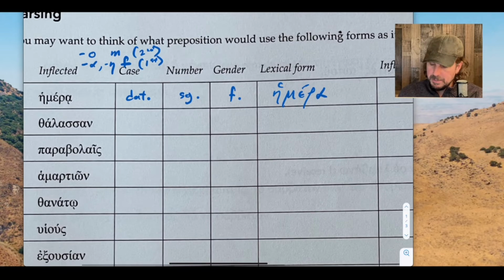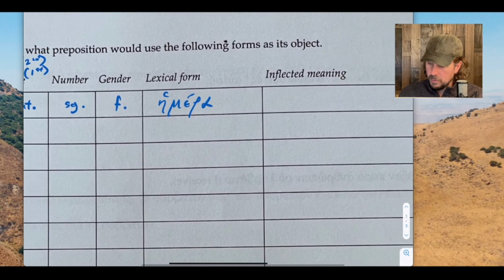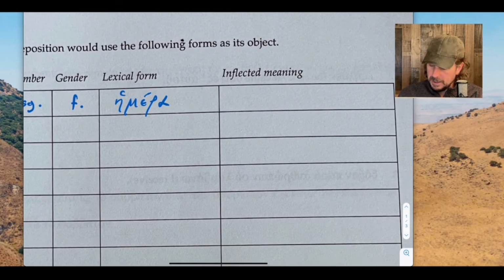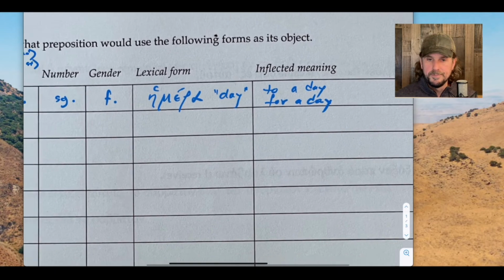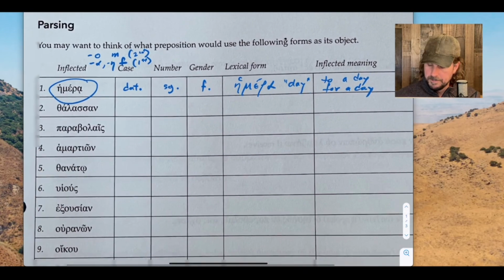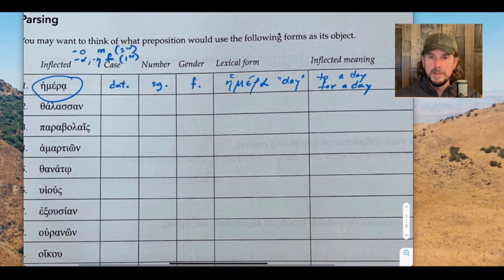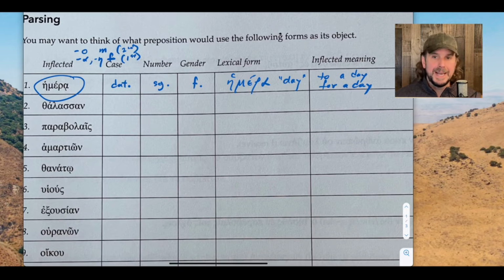What's the meaning of our inflected form? Well, if you remember, the dative is "to" or "for." So I would say "to a day." Remember, hemera means day. You don't have to write that on there, but you do need to remember it. "To a day," or you could say "for a day." There you go. So hemera, dative, singular, feminine. The lexical form is hemera, meaning day. "To a day," "for a day."